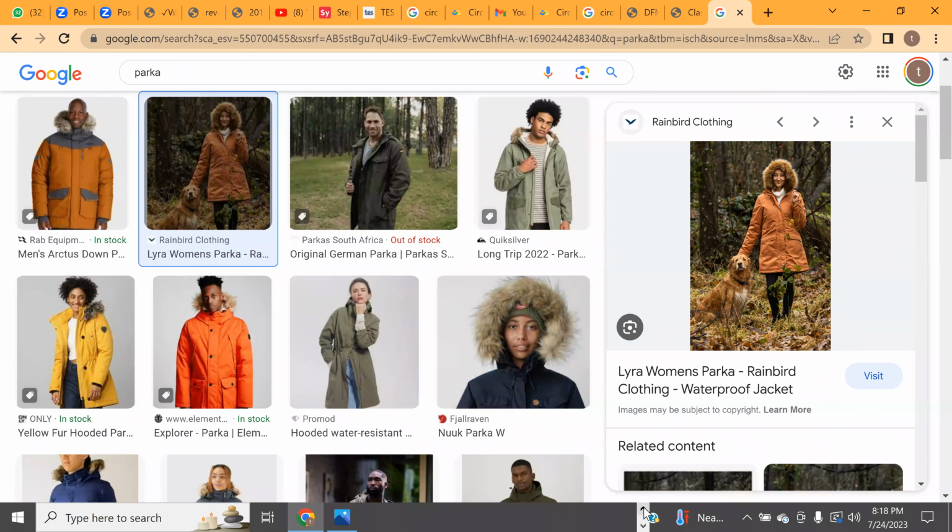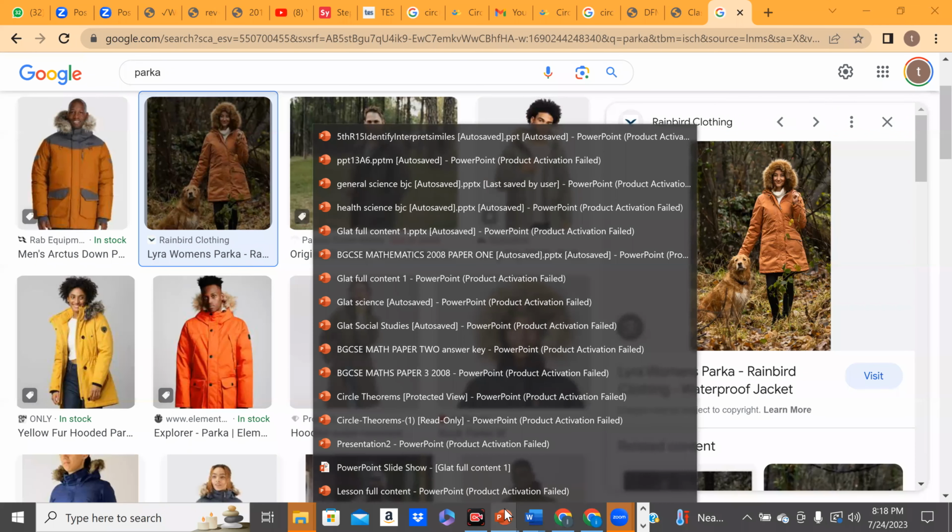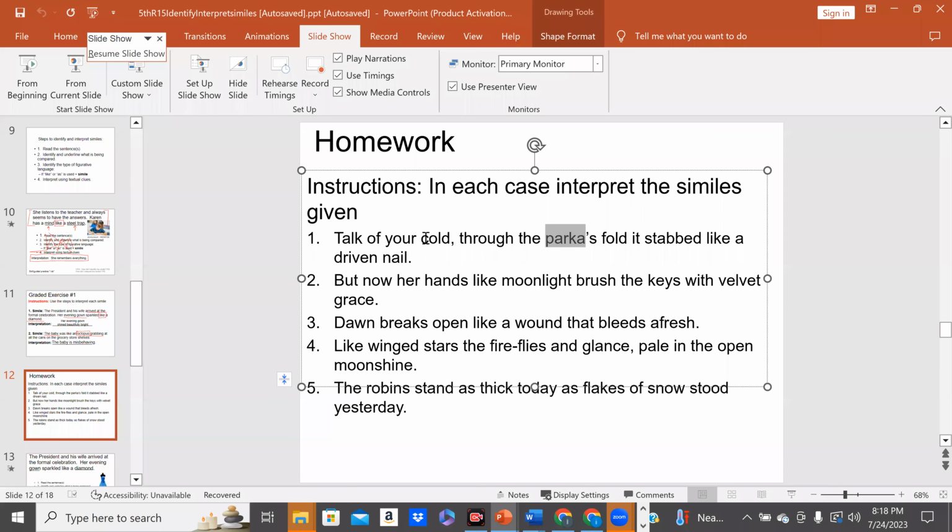So let us go back to the question. It says, "Talk of your cold through the Parker's fold. It stabbed like a driven nail." Think about that. It's freezing. It was sharp.